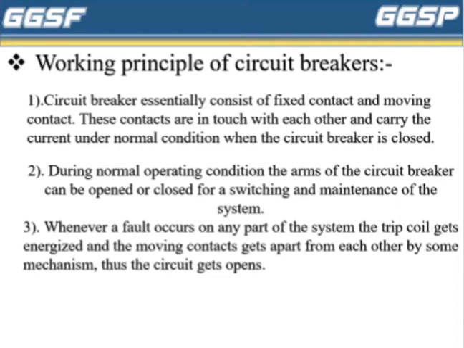Second, during normal operating condition, the arms of the circuit breaker can be opened or closed for switching and maintenance of the system. When a fault occurs on any part of the system, the trip coil gets energized and the moving contacts get apart from each other by some mechanism, and thus the circuit gets open. This is the working of the circuit breaker.